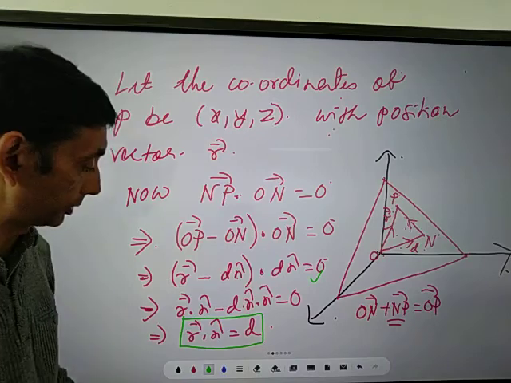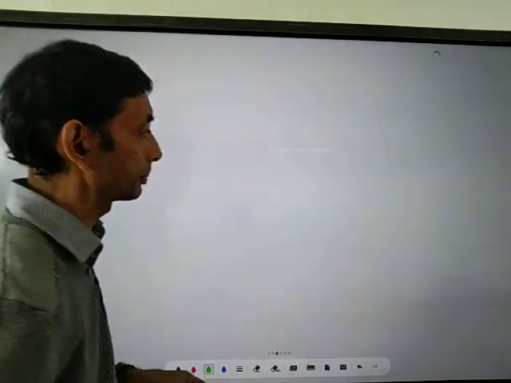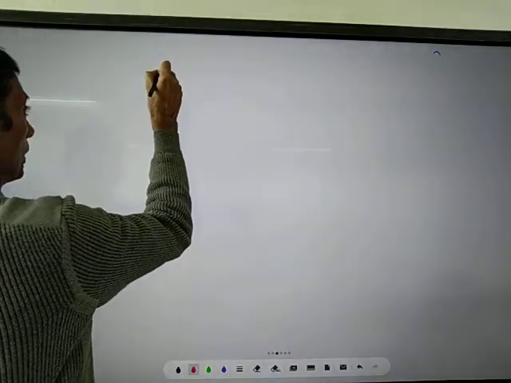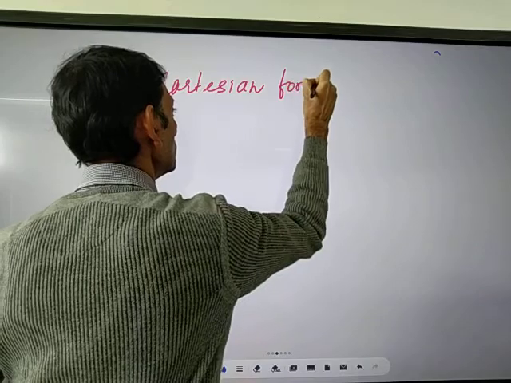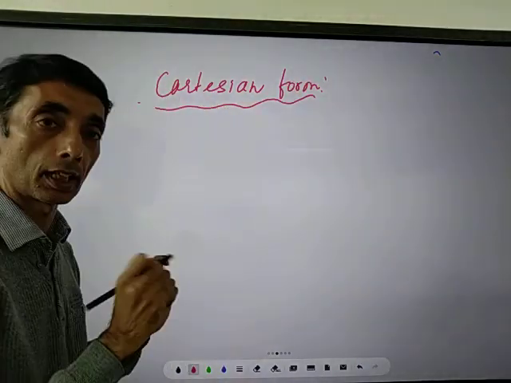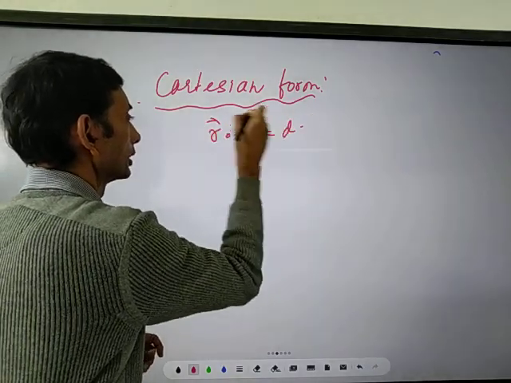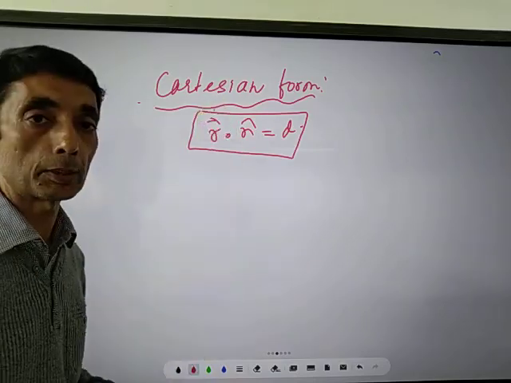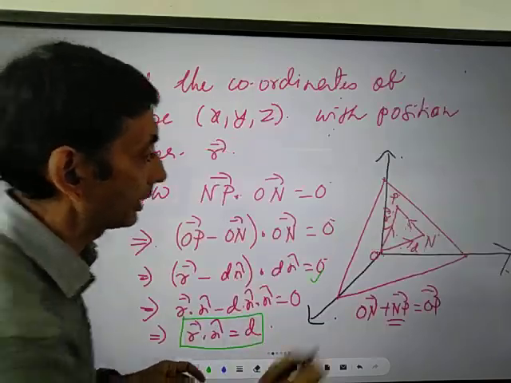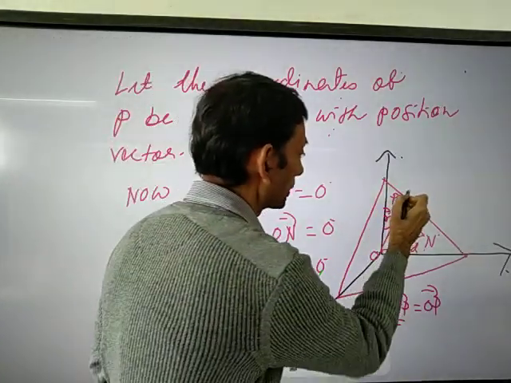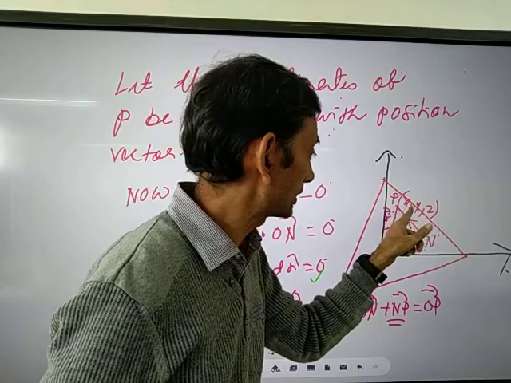Now next, what I'm going to do is, from this we are going to derive the Cartesian form. So let's move to the next phase. Okay, so Cartesian form. We'll first start with the vector form. So the vector form is R dot n cap equal to D. Fine. So now what is R? R is the position vector of P, and we know the coordinate of P is x, y, z. So therefore R can be written in terms of the coordinates, that is x, y, z.